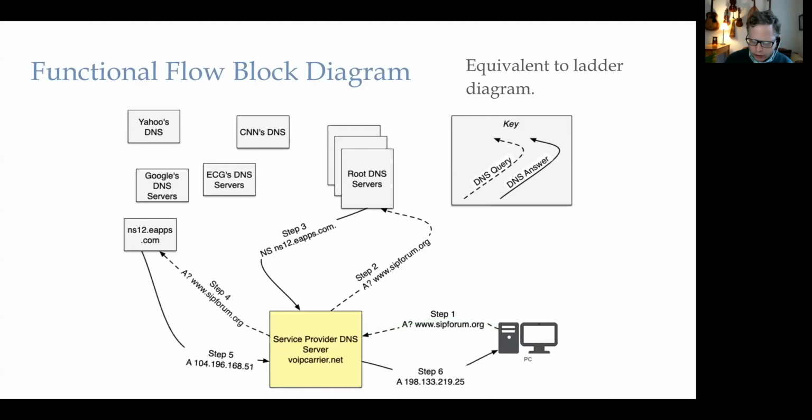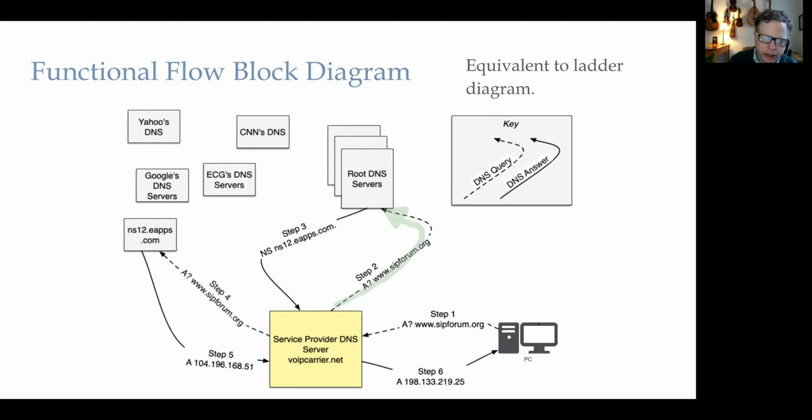We're using the question mark to indicate a query and the A to indicate it's an A record lookup, the address record lookup. And that's going to the service provider DNS server. So this was a kind of recursive caching DNS server. That goes in. Step two, that server has some hints and knows where to go look for these things. And so it sends them off to the root DNS server.